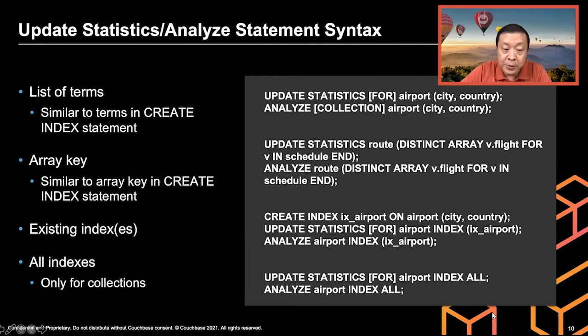The all index option is only available for collections, whereas the other options you can do for either a collection or a bucket. When you do it on a bucket, similar to the semantics, it just means that you're going to do it for the default scope and the default collection under that bucket.